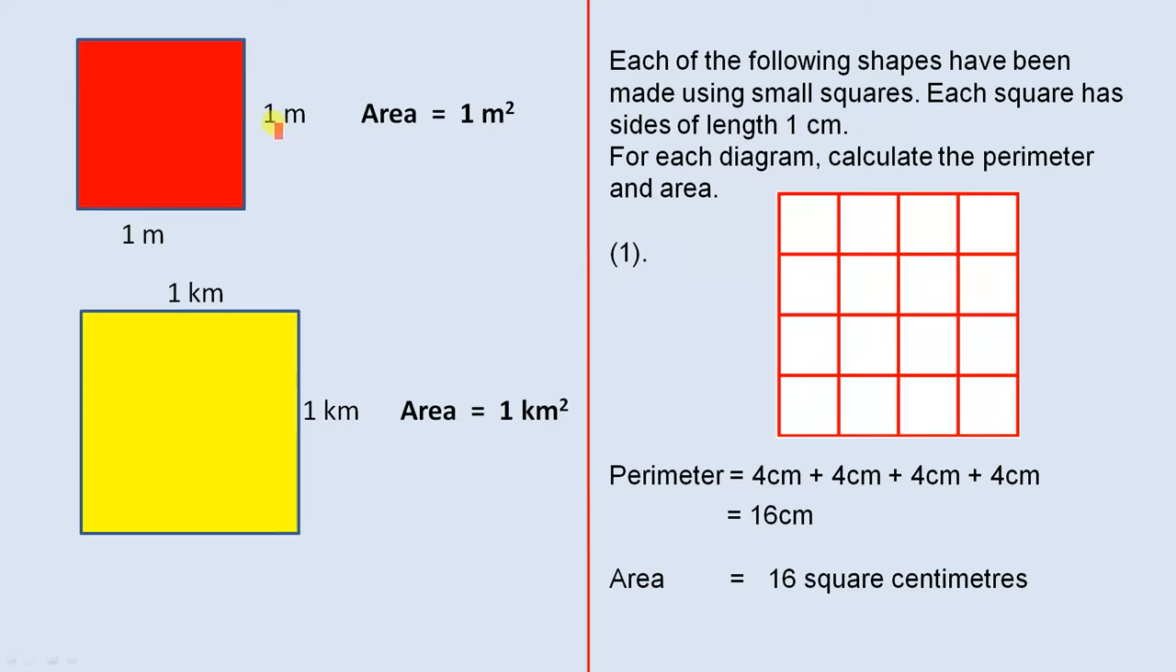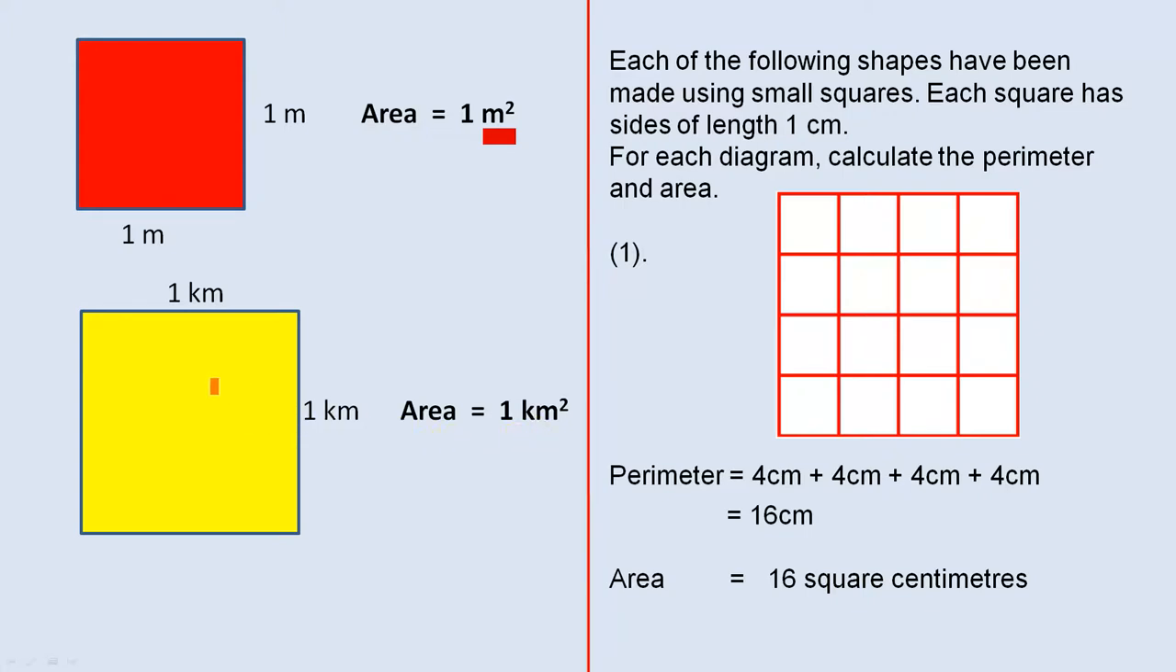Here we have a square which is 1 metre by 1 metre. So we're going to use metres for the answer. So the area is 1 square metre. Remember, that's the short way of writing square metre. This here is a very large area because it's a square with 1 kilometre by 1 kilometre. So the area is 1 square kilometre.